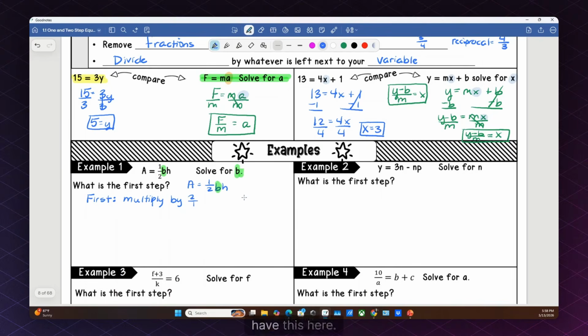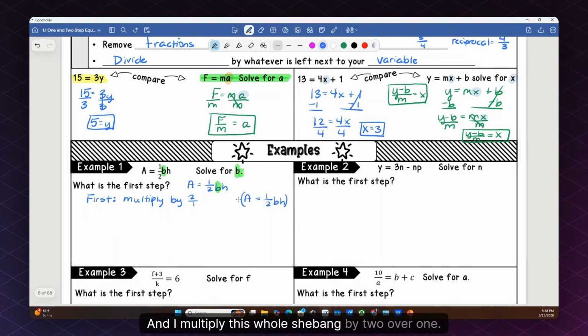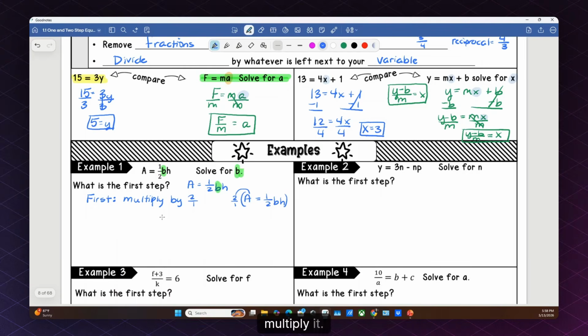So if I have this here, we got A equals 1/2 BH, and I multiply this whole shebang by 2 over 1. I take this 2, I'm going to multiply it by A, so I get 2A. This 2 and this 1/2, those will cancel. So this thing just cancels right out. And so I'm going to get BH. Okay, 2A equals BH.